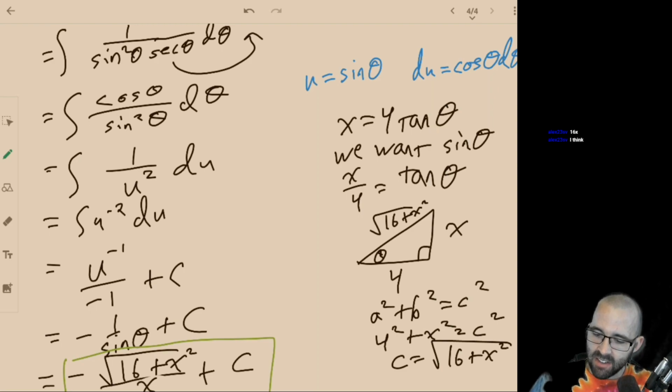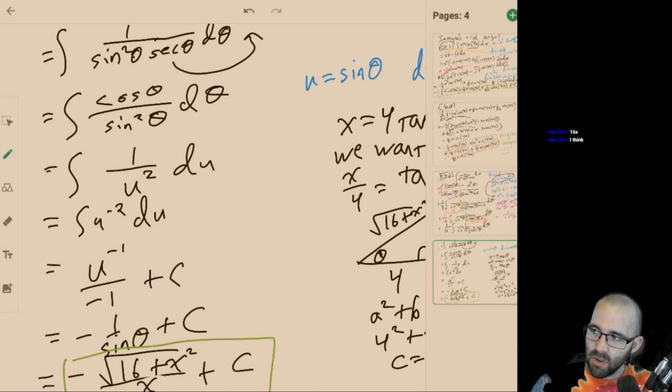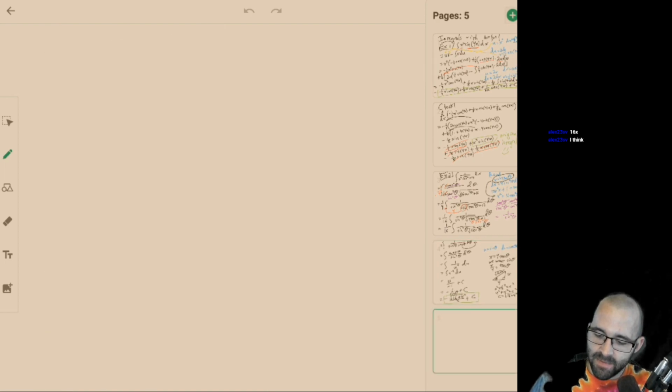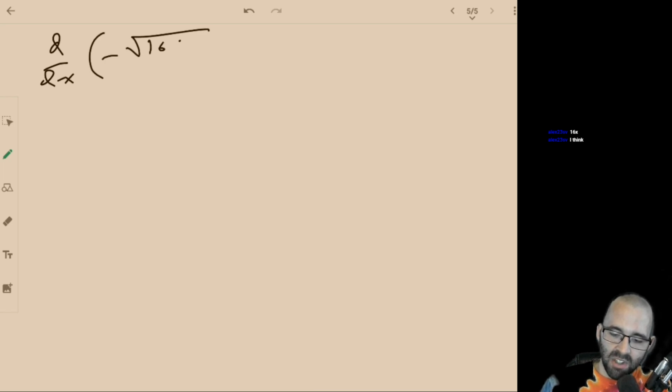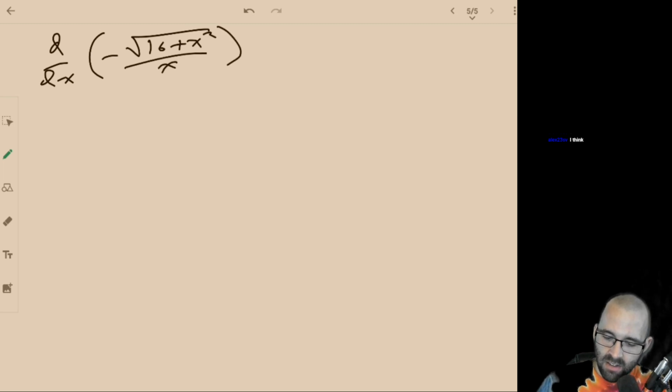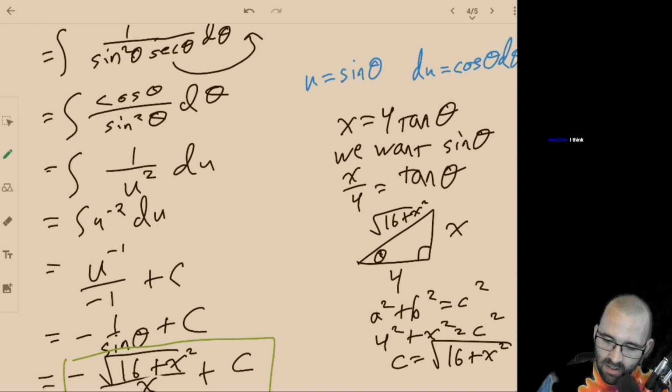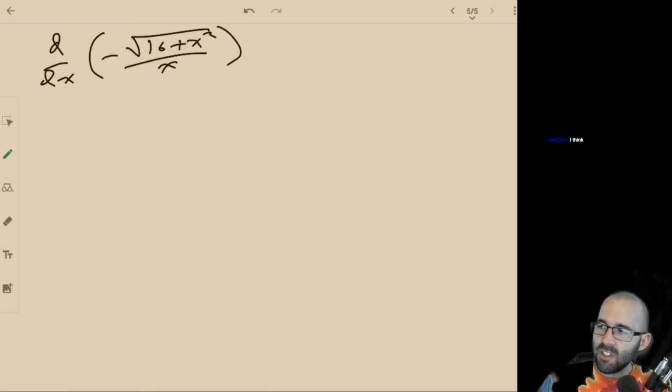No, it should just be x, I think. Hopefully. Check our answer. We need to differentiate that answer, which is negative square root of 16 plus x squared divided by x plus c. So to differentiate this, we need to use the quotient rule.